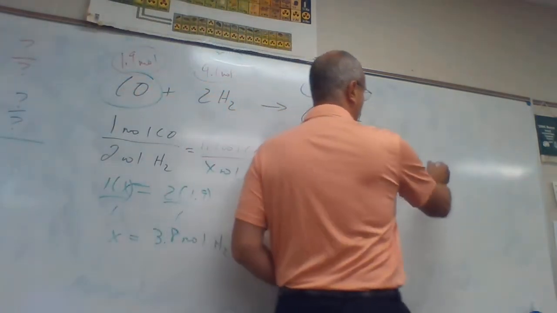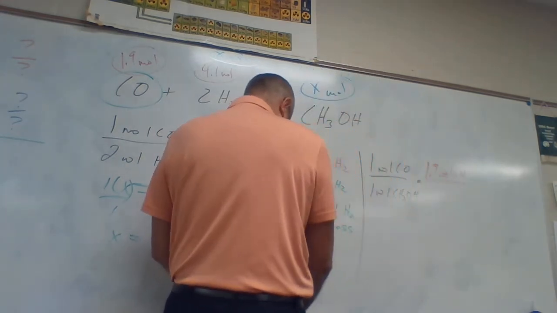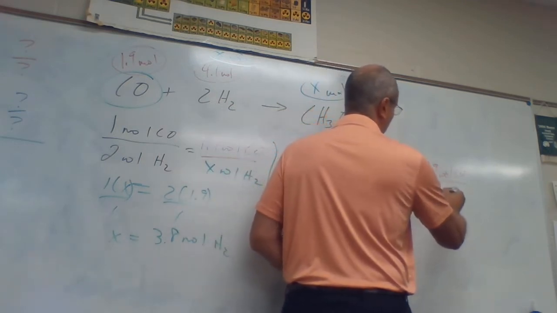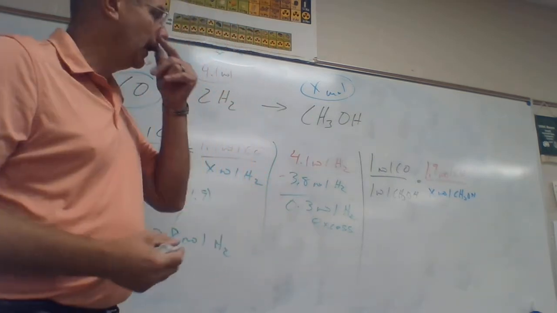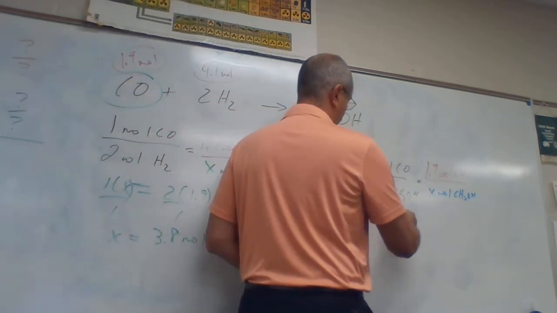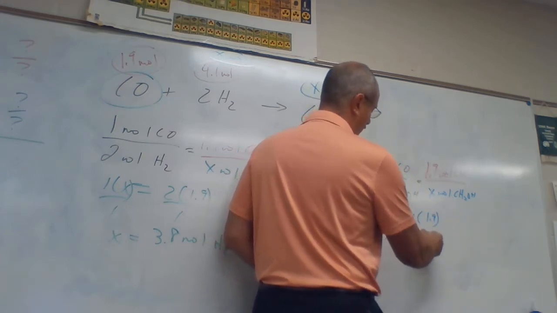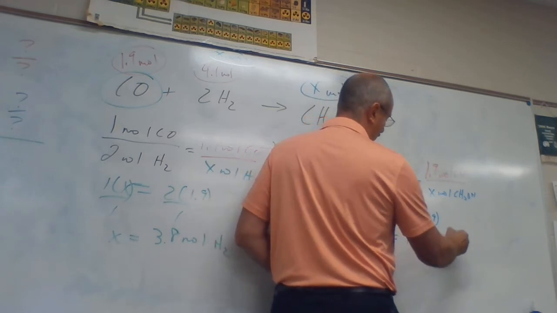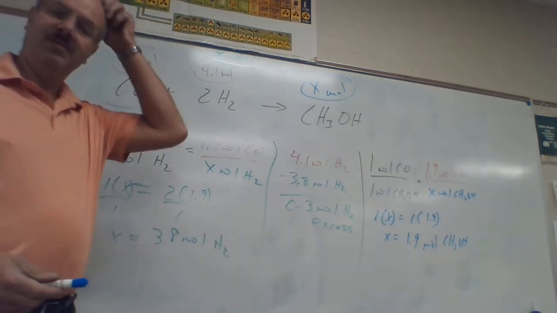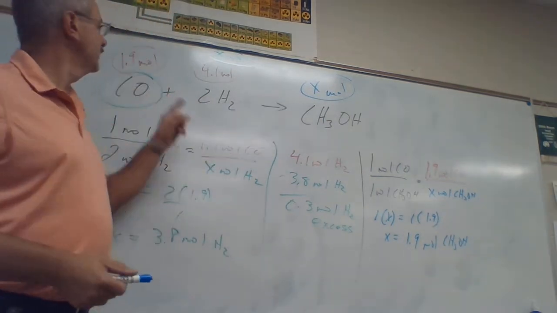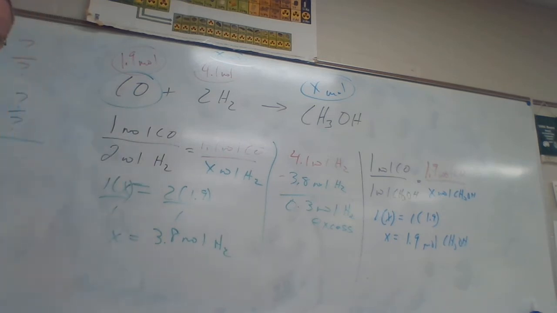What we got for CO, we really have 1.9 moles of CO, and we want to find out X moles of CH3OH. That's what we'll make. Cross multiply: that's 1 times X equals 1 times 1.9. Well, that's all 1, so X ends up equaling the same number, 1.9, but now it's moles of CH3OH. So that's how much of the product we'll make: 1.9 moles of this, if we have 1.9 moles of CO. All right, that concludes number 7.